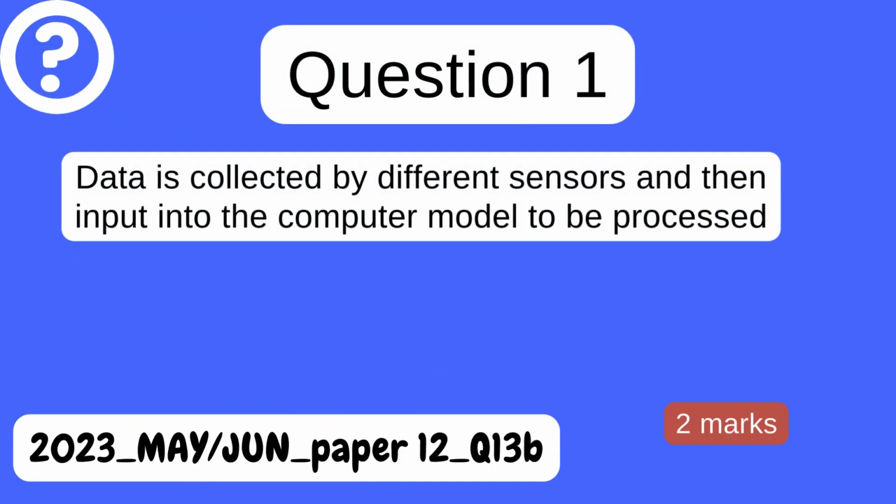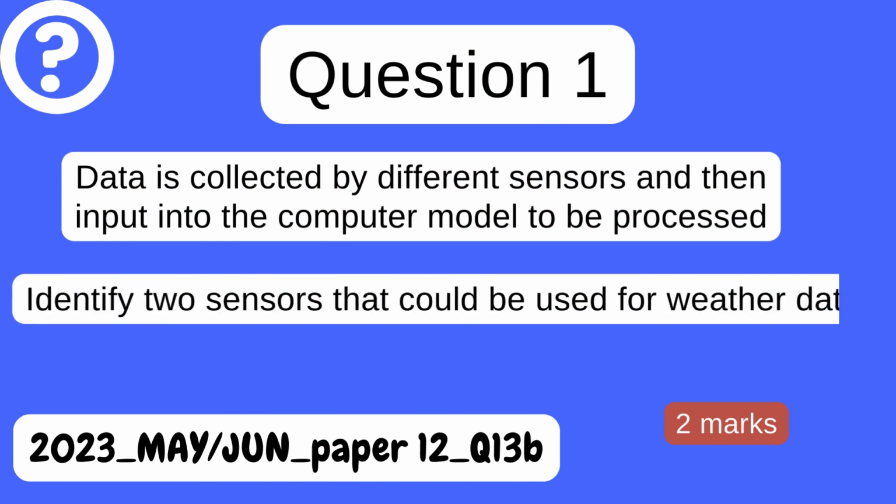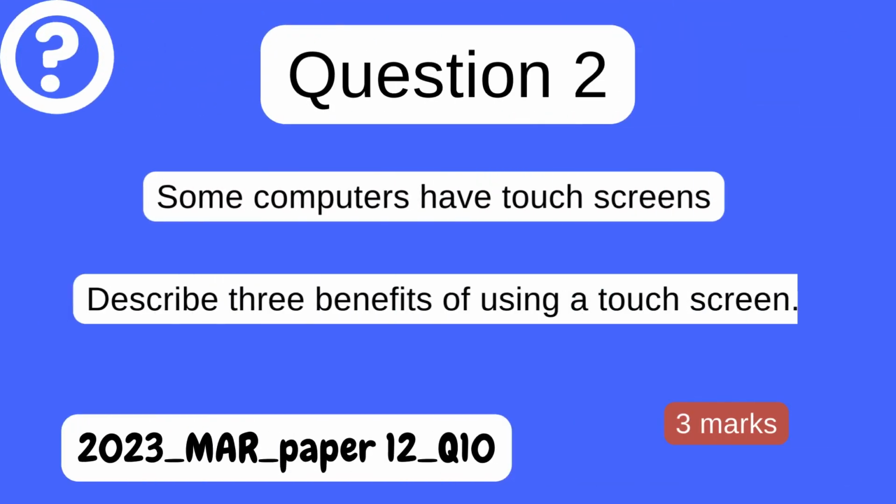Question 1. Data is collected by different sensors and then input into the computer model to be processed. Identify 2 sensors that could be used for weather data. Question 2. Some computers have touch screens. Describe 3 benefits of using a touch screen.